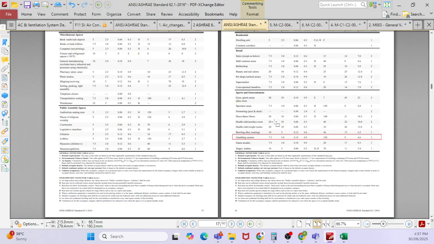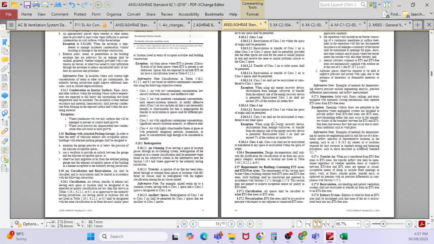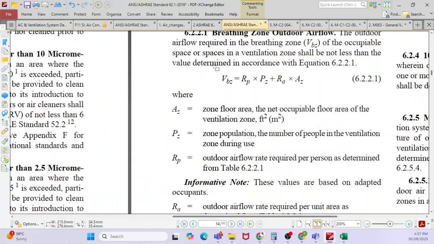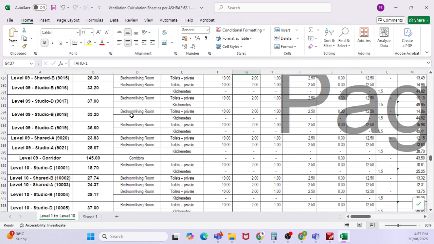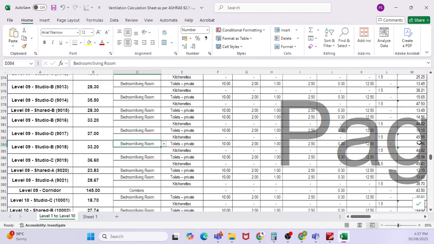Okay, so this is the equation as I told you. This is the equation here. The same equation you are going to use for all the applications. All the rooms, each and every studio, each and every bedroom, you are going to use this equation here. Right?